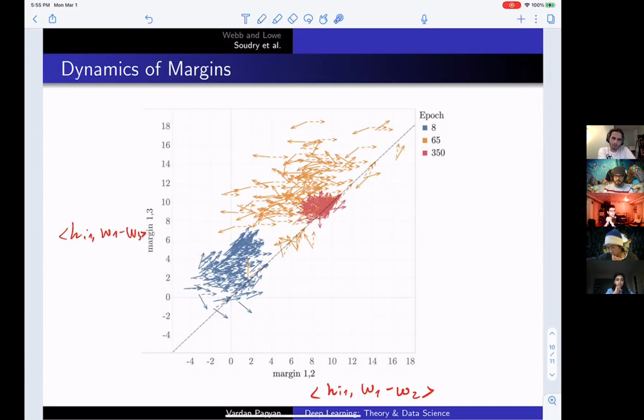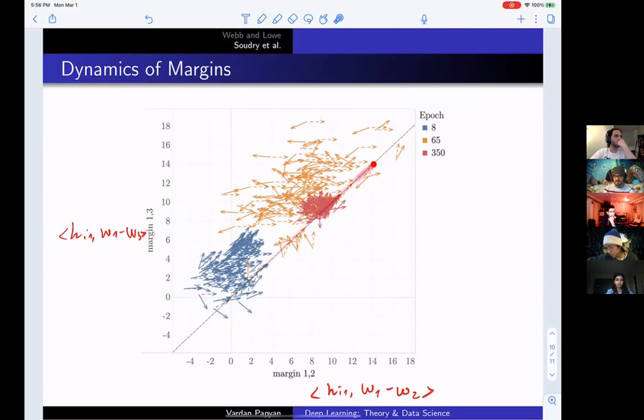What do you see? You see that for the largest epoch, which is epoch 350, the margins of all the examples are approximately equal. They're concentrated around 10. And you can see that the margin for the pair of classes 1 and 2 is equal to the margin of the pair of classes 1 and 3, right? Why is it equal? Because they're approximately equal to 10.